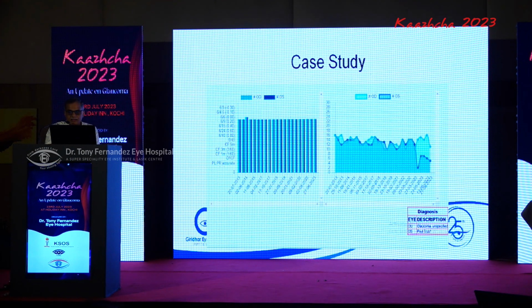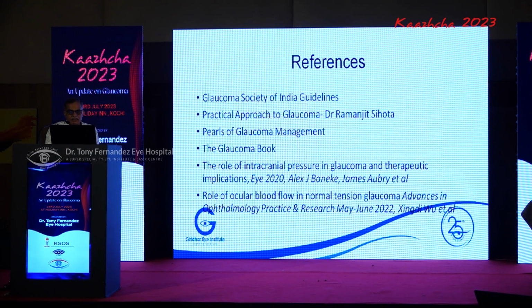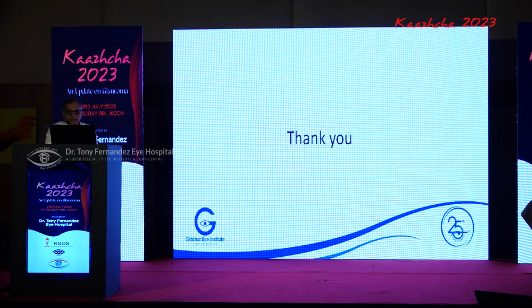This is the IOP graph. Following trab, it has come down to around 6, 7, 8, that sort of a pressure. Not done fields after that, hopefully it should be stable. These are my references. Thank you.